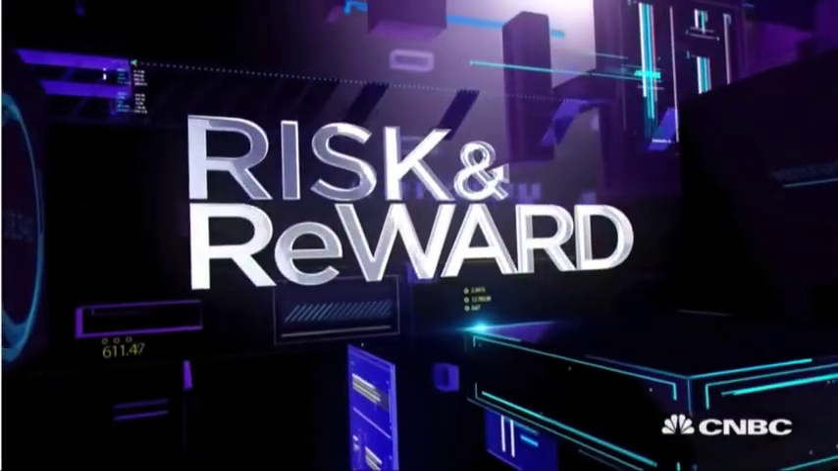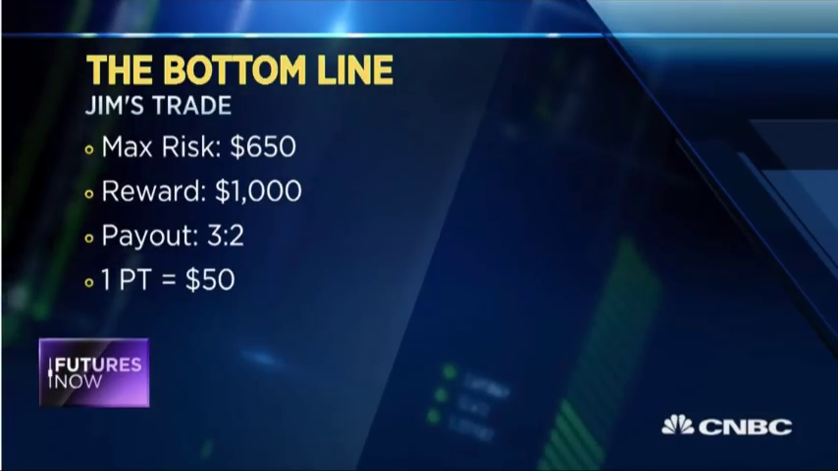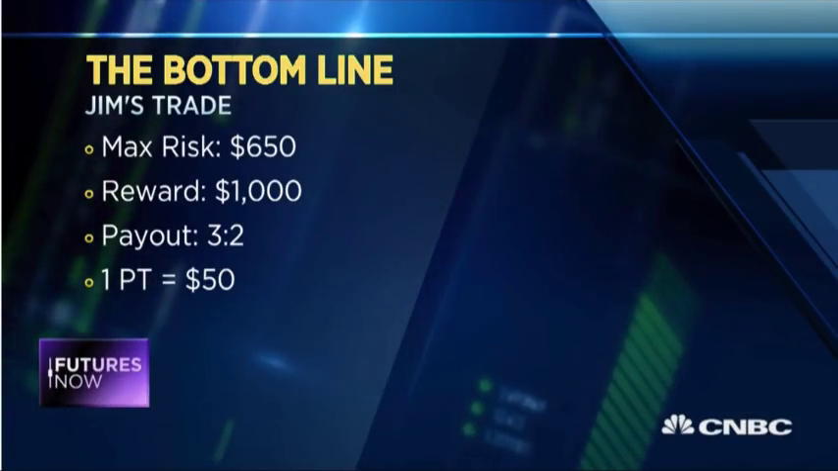Very passionate. I don't even know what to say. Yeah, he's speechless. Well, let's go ahead and get the risk reward before we move on, guys. Jim is buying the April contract, 27.24. He's targeting a move up to 27.44. Each point is $50. He's risking 650 to make 1,000 in this trade.